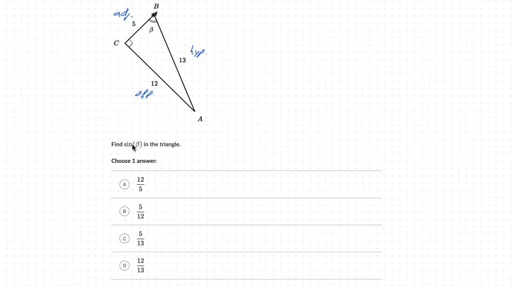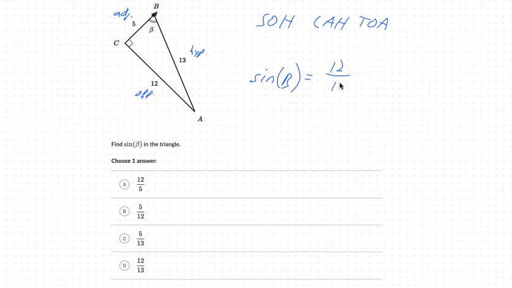Okay, in this case, we want the sine of angle B. We'll go to our SOH CAH TOA to help us remember which ratio to use. So the sine of an angle is the opposite leg over the hypotenuse. So in this case, that is 12 over 13.